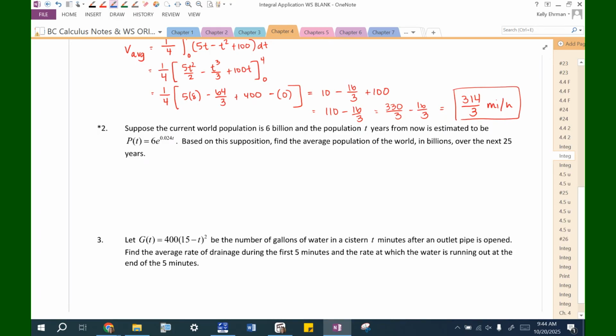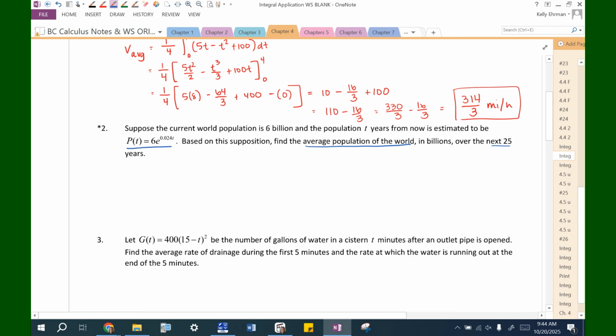All right, number 2 is a calculator problem. So I'm going to set it up first and then I'll hop over to Desmos. Suppose the current world population is 6 billion and the population t years from now is estimated to be p of t equals 6, that's because of the 6 billion, times e to the 0.024t. Based on this supposition, find the average population of the world in billions over the next 25 years.